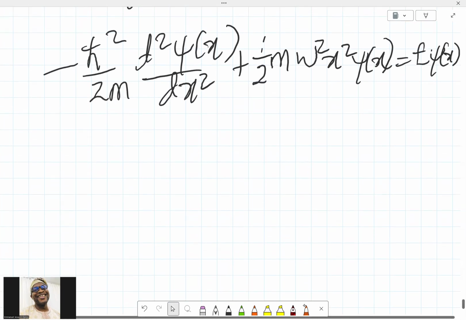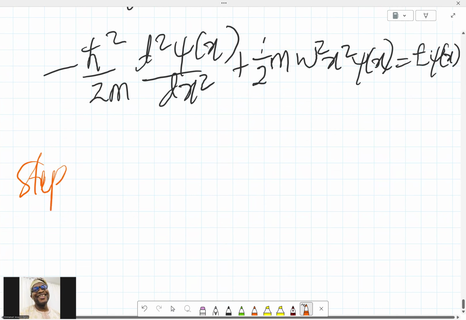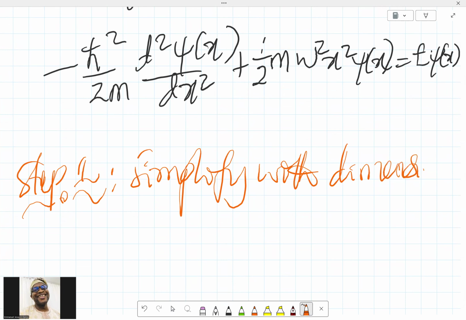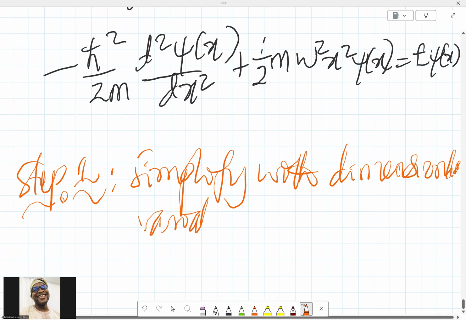So step 1. The first thing is you want to simplify with dimensionless variables.